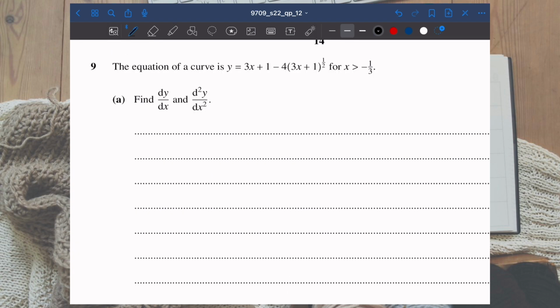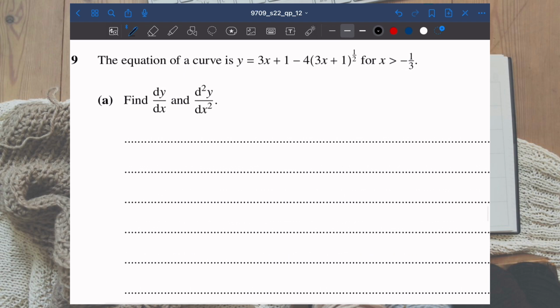Question 9. The equation of a curve is y = 3x + 1 - 4(3x + 1)^(1/2), for x > -1/3. Part A. Find dy/dx and d²y/dx². So to find dy/dx, we just differentiate the equation.